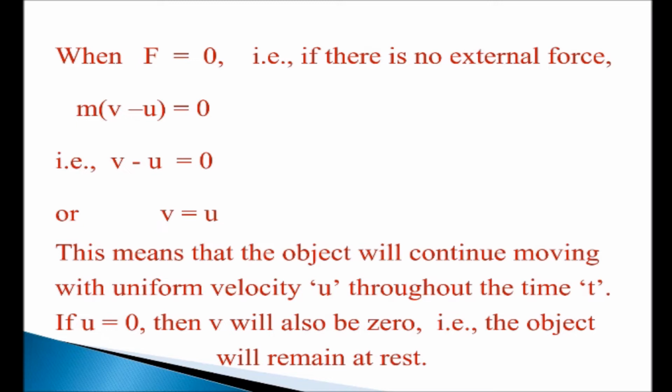When u equals 0, then v will also become 0. Therefore, the object remains at rest. So we can define: in the absence of an external force, the object will continue in its state of rest or of uniform motion along a straight line. Thus we get Newton's first law from second law.